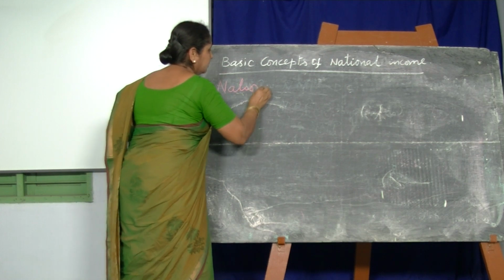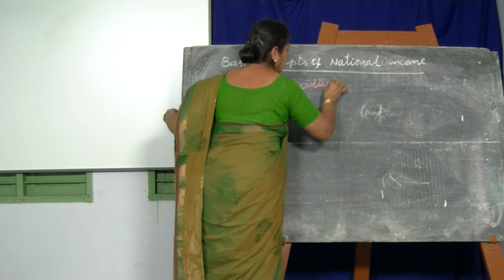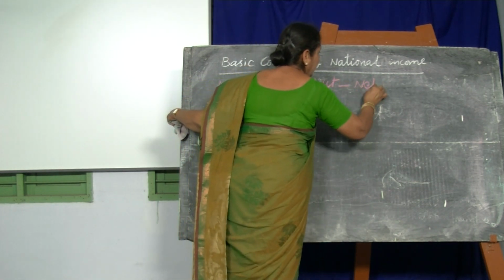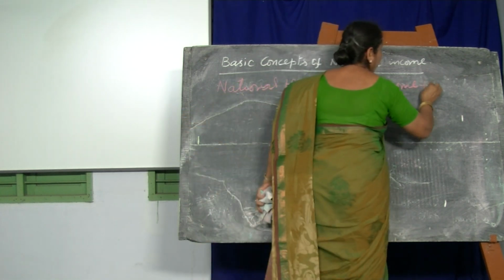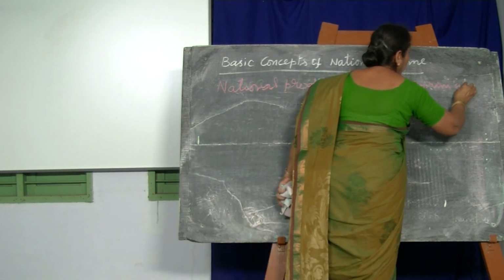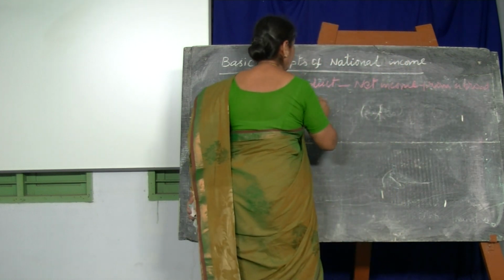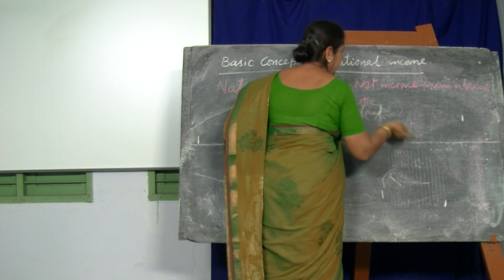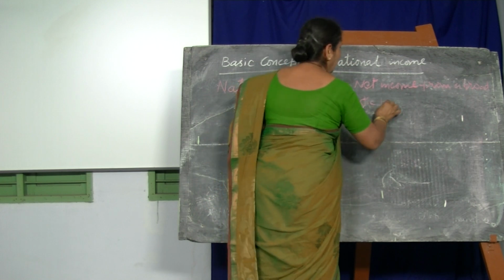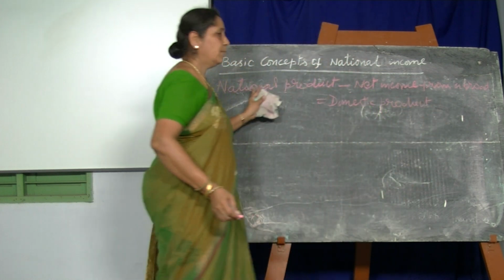National product minus net income from abroad gives you domestic product. We can calculate it in either way. Domestic product plus net income from abroad will give you national product.